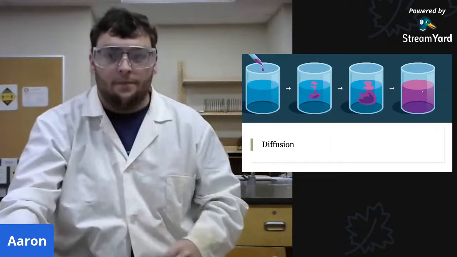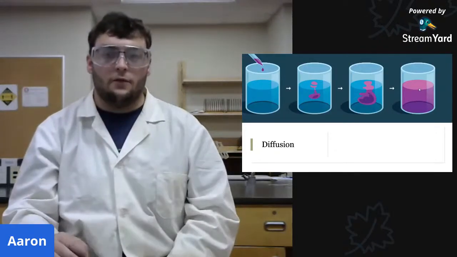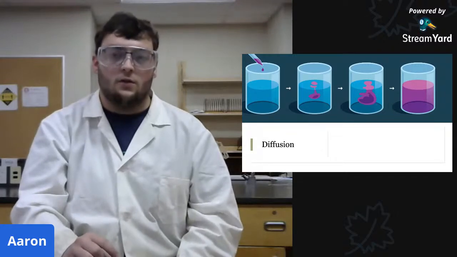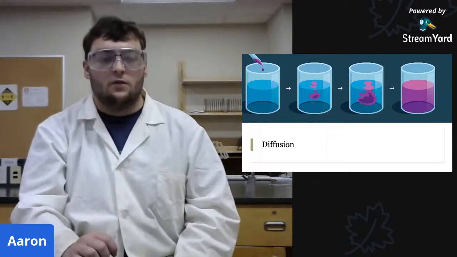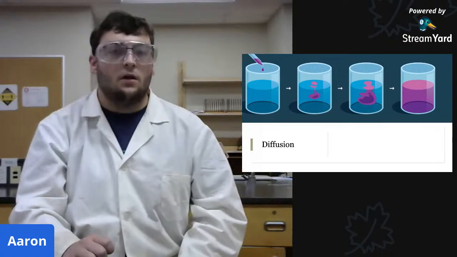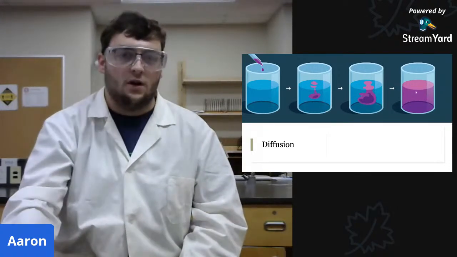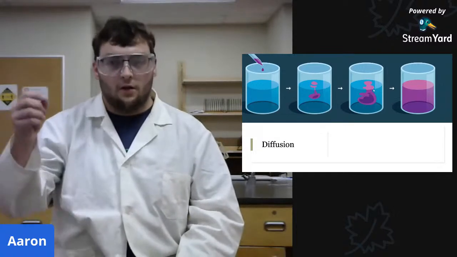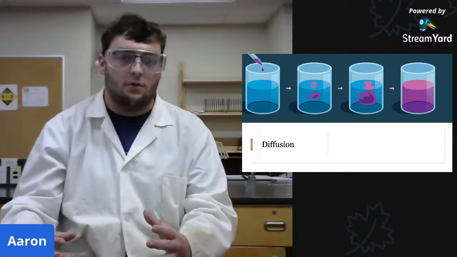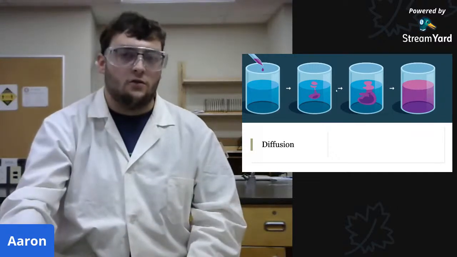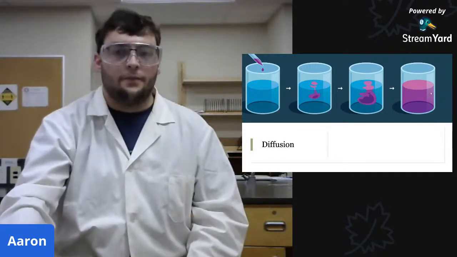So next up is diffusion. Diffusion is a similar process to osmosis, except it involves no semi-permeable membrane. As you can see in the picture beside me, we have food coloring that goes into water, and it spreads out through the entire beaker of water so that the concentration is equal in all parts.